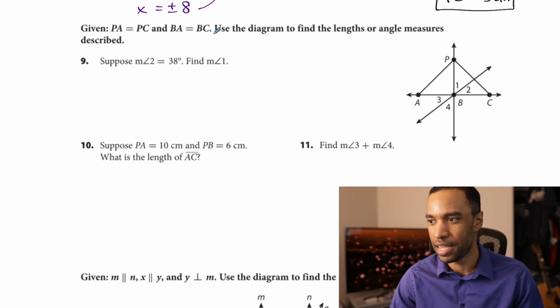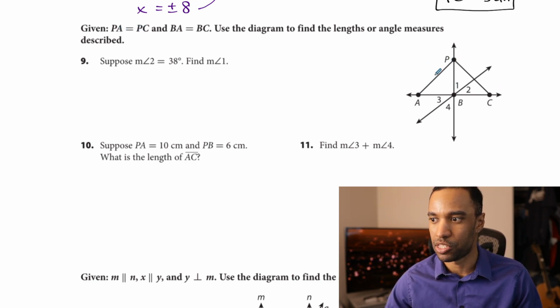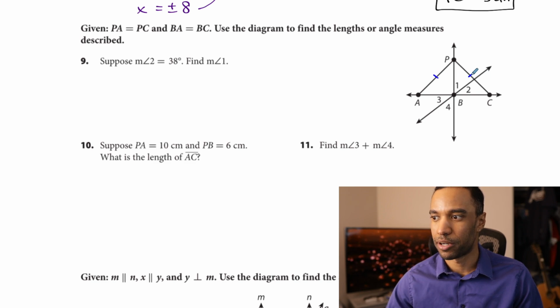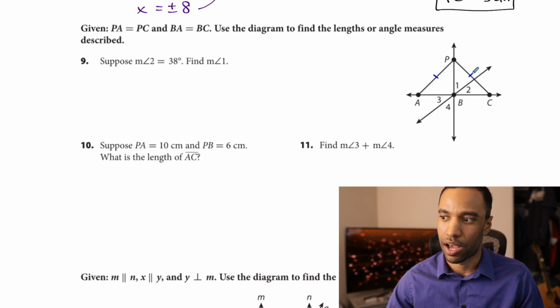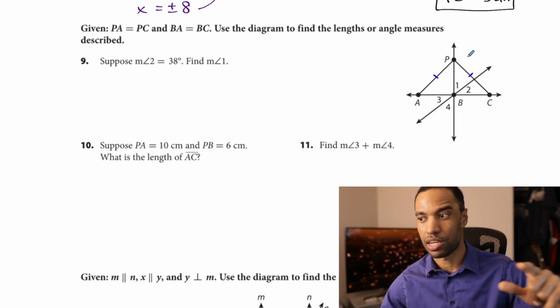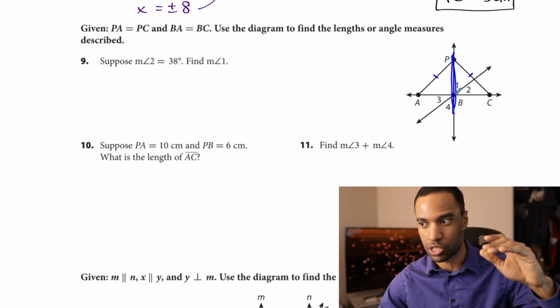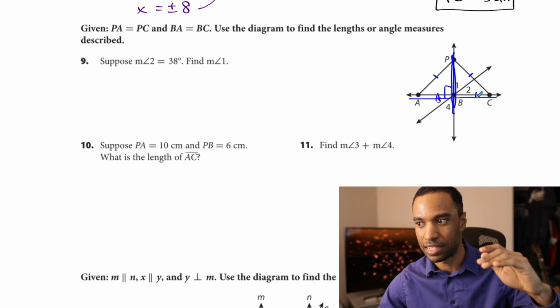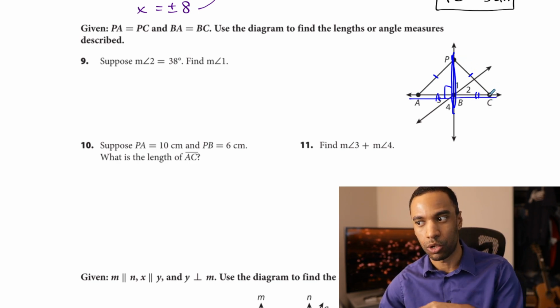All right, given that PA equals PC, those are lengths. The length of PA is equal to length of PC. That means these segments are congruent. So if I put little tick marks here, guys, what we learned was also the converse of the perpendicular bisector theorem. The perpendicular bisector theorem states that if you have a perpendicular bisector, such as this perpendicular bisecting that, then it makes these two parts equidistant.